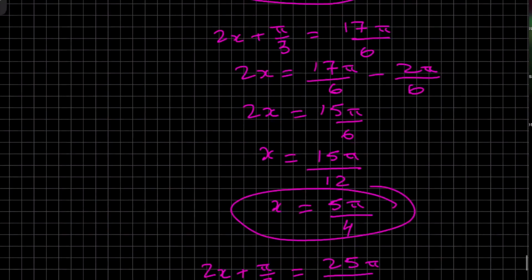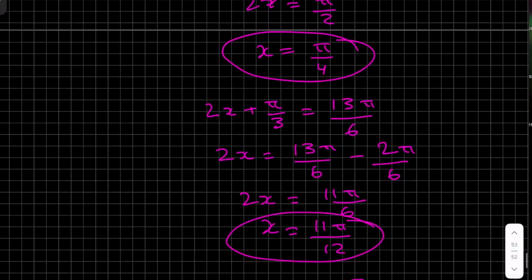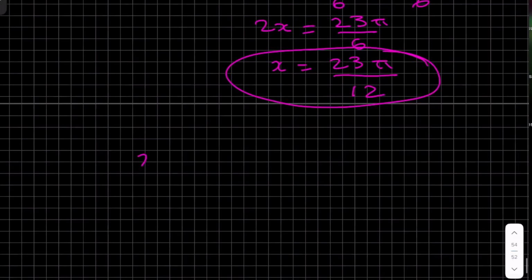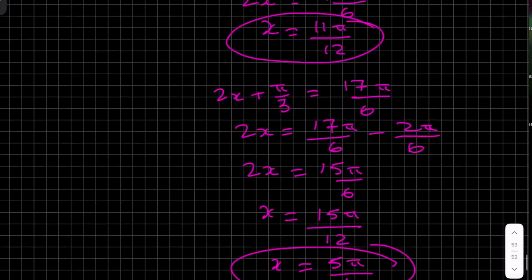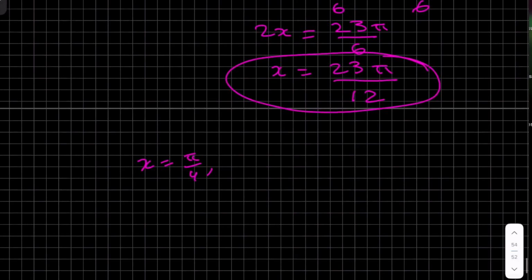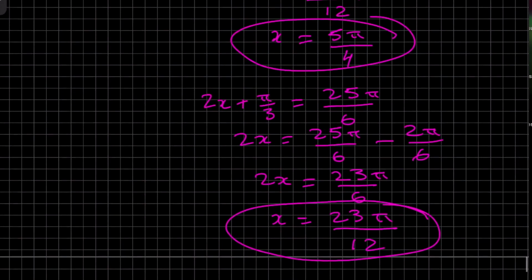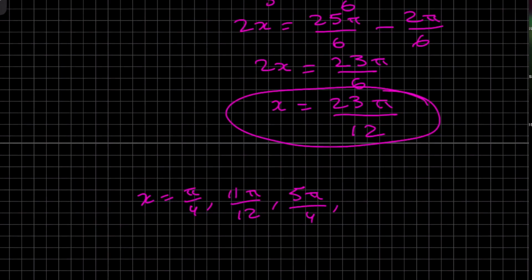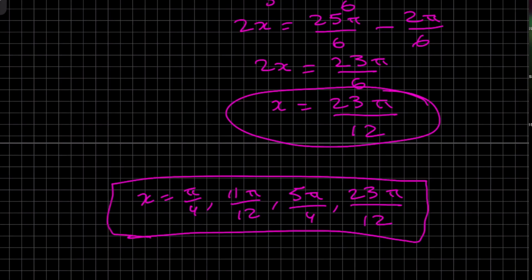So let's write all of these solutions together. So we have x equals π/4, x equals 11π/12, x equals 5π/4, and x equals 23π/12. So here are your 4 solutions to the above equation that we determined by first adjusting our domain and replacing the 2x plus π/3 with theta.